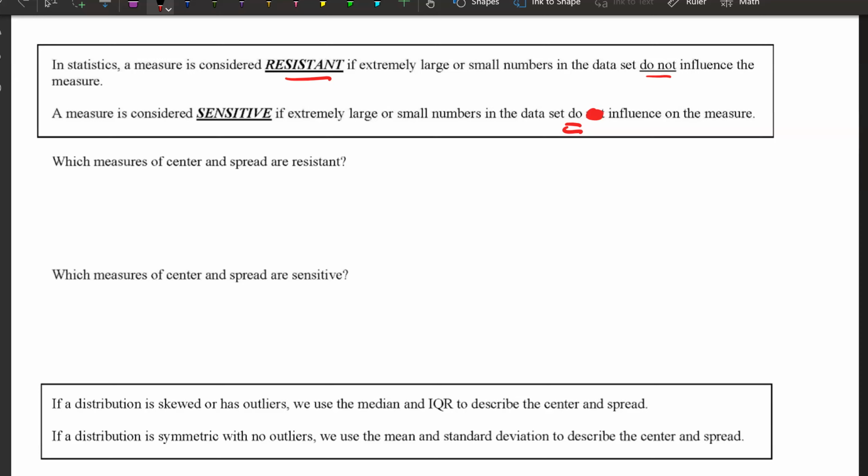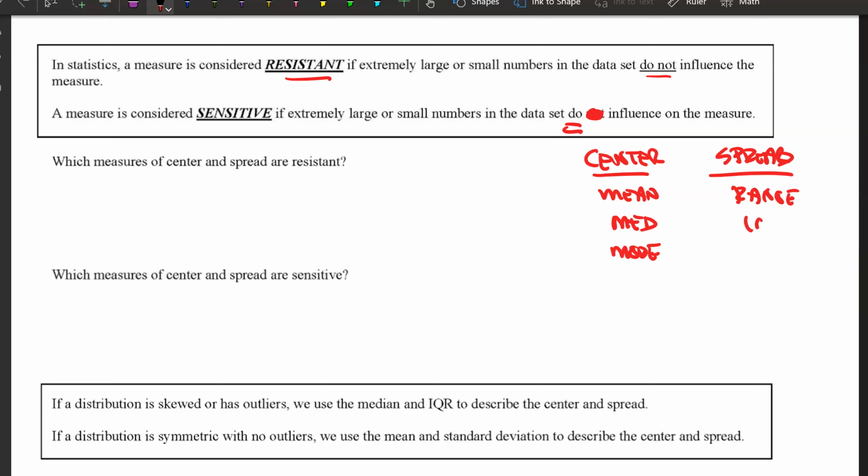So for measures of center, we have mean, median, and mode. For spread, we have range, IQR, and standard deviation. So in class, I would ask, which ones do you think go here and why? And you can do a little bit of thinking about it. Which measures of center and spread are resistant?